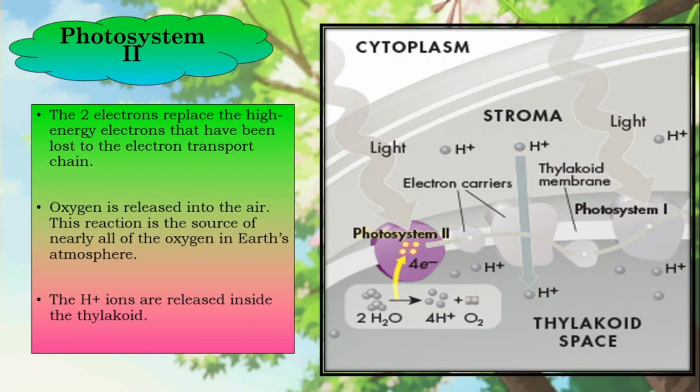So what is photosystem 2? The 2 electrons replace the high energy electrons that have been lost to the electron transport chain. Oxygen is released into the air. This reaction is the source of nearly all of the oxygen in the Earth's atmosphere. The hydrogen ions are released inside the thylakoids.